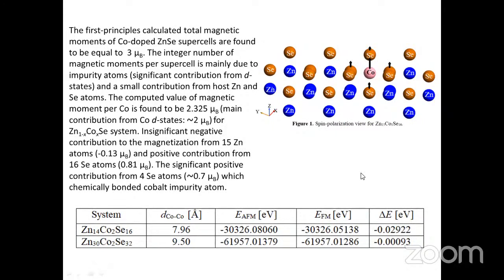Then we calculated the total energies for ferromagnetic and antiferromagnetic states for the investigated systems, and the results of the total energies show that the cobalt doped zinc selenide system is stable, with the antiferromagnetic state more stable than the ferromagnetic state.